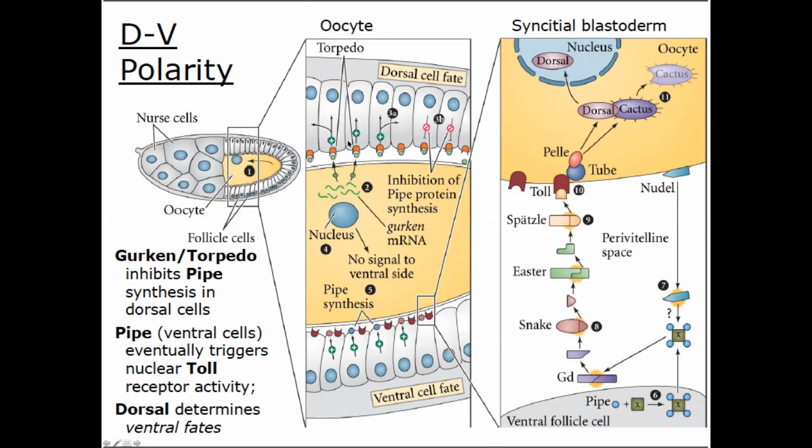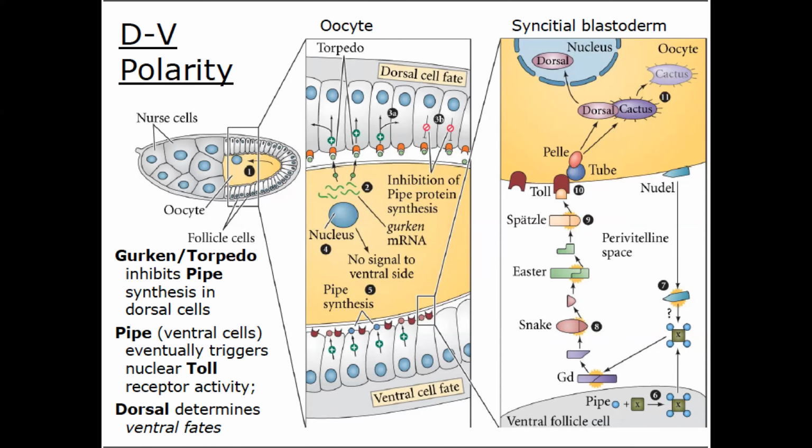Okay, so the gurken mRNA is going to be translated locally, and although the receptor is present everywhere, it is not going to be activated everywhere. Only at this end, torpedo signaling will be initiated. Now what this does is that it generates a repressor which will inhibit, bottom line, the activation of toll signaling.